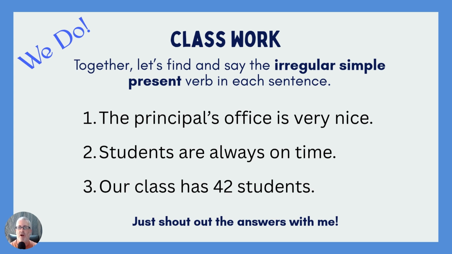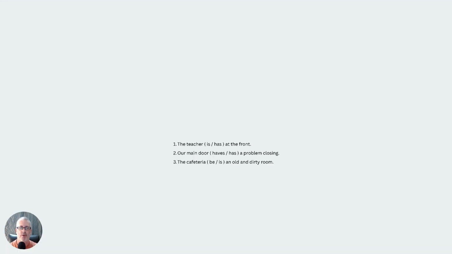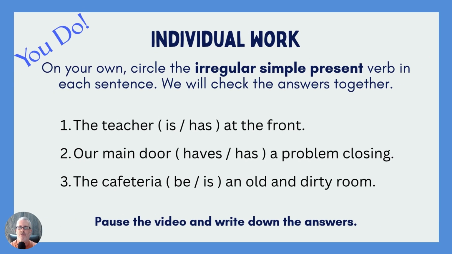The principal's office is very nice. What's the verb? Is. Students are always on time. Really? Anyway, let's see. Are. Yes, very good. Our class has 42 students. Class is singular, third person, so it's got to be has, not have. Very good. Okay, let's see if you can write them down and circle them. Take a moment now.